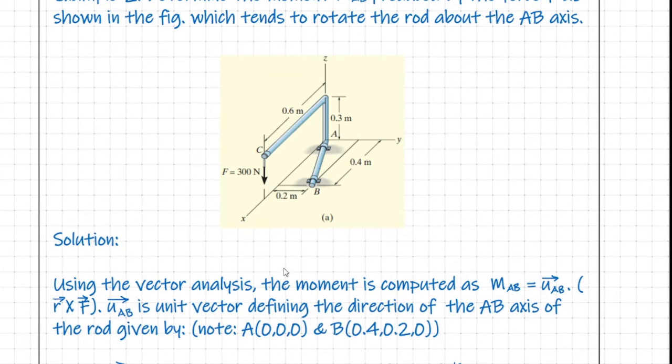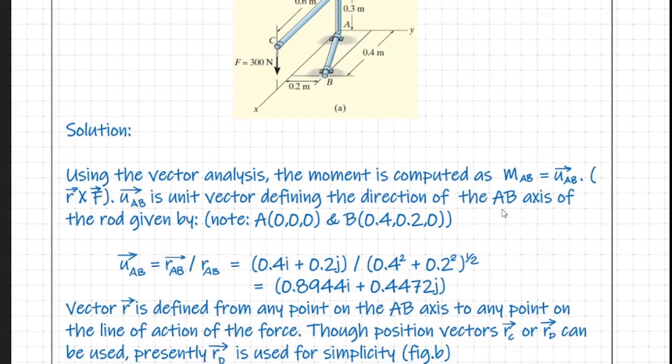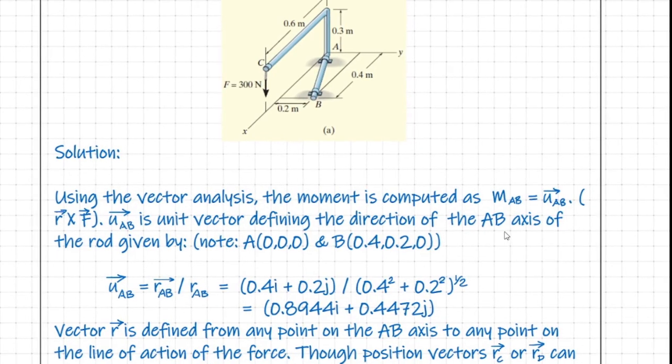Now, as discussed in the vector approach, the moment produced by F about the axis AB can be conveniently calculated as M_AB equals U_AB, that is the unit vector along AB, dot vector r cross F. Please remember that vector U_AB is the unit vector defining the direction of the AB axis of the rod, which can be easily computed from the known coordinates of A and B.